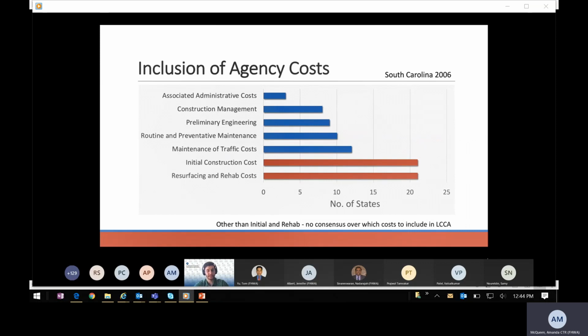Based on this data, it is evident that all respondents consider the initial construction costs and rehabilitation costs in analysis. However, there is a lack of consensus on the inclusion of other agency cost elements, such as traffic maintenance, engineering, construction management, among other things that are incurred by the agency over the analysis period. Next slide.